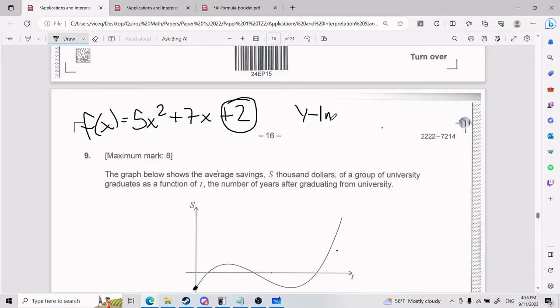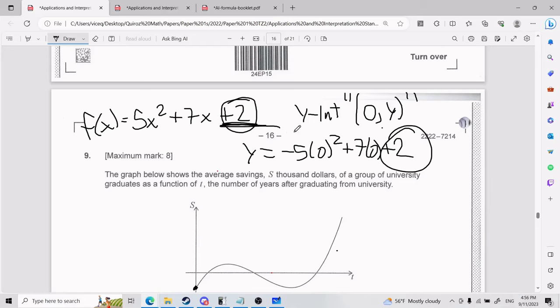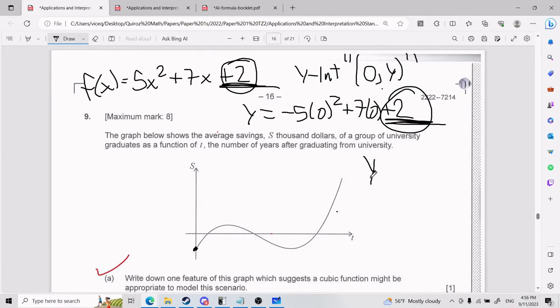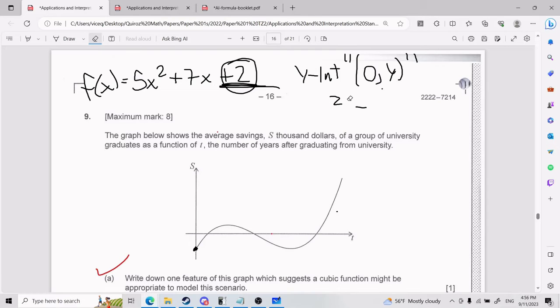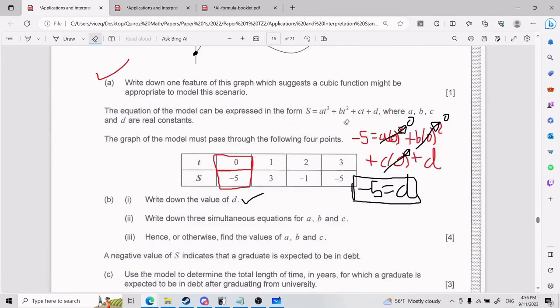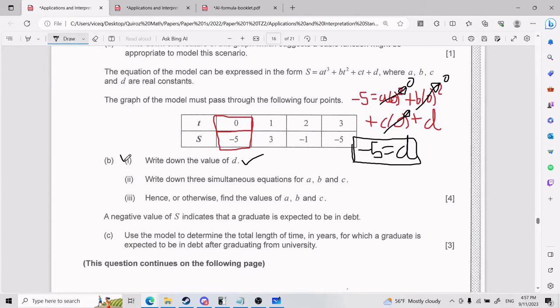That's because all y-intercepts have the point 0, y. So if you plug in 0, you're going to end up with y equals 5 times 0 squared plus 7 times 0 plus 2. You end up with only 2. You end up with the one that's alone, the one that doesn't have a variable next to it. So the y-intercept here would be 2, because y equals 2 when x is 0. This is no different than what we did just now with d. I just want to share the intuition that because it's the only one without a variable next to it, it's the y-intercept. That is part b, part i.